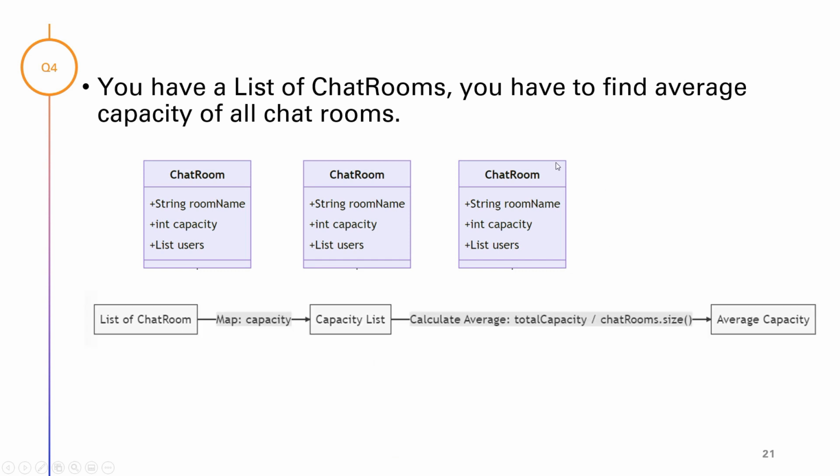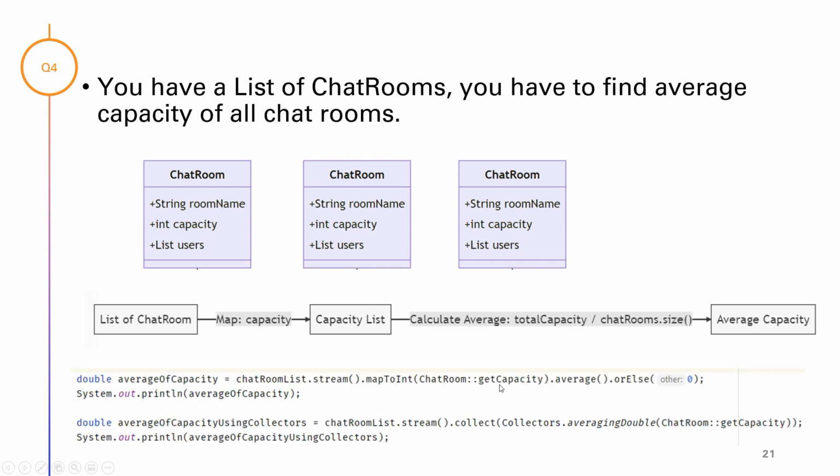Next, you have a list of chat rooms and have to find out the average capacity of all chat rooms. Okay, so now there are chat rooms, and each chat room has a capacity, and what I have to do is find out the average capacity, right? Average in the sense of total capacity divided by the number of chat rooms. So I should get the sum of all the capacities divided by the number of chat rooms, right? But how to do it with streams?